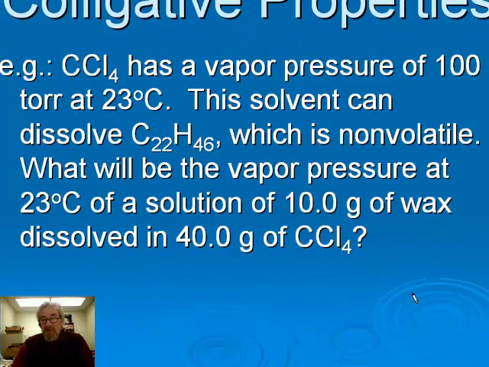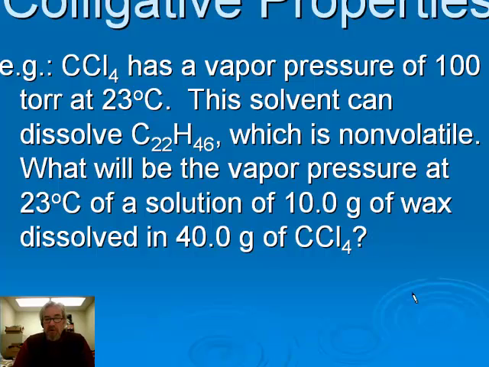So here's a problem that we could work out with Raoult's law. Carbon tetrachloride has a vapor pressure of 100 torr at 23 degrees C. So that's the pure vapor pressure for CCl4. This solvent can dissolve C22H46, which is one of the components in candle wax. And that's non-volatile. It doesn't evaporate very readily, as you all know from observing candles. What would be the vapor pressure at 23 degrees C, so same temperature, of a solution of 10 grams of wax dissolved in 40 grams of carbon tetrachloride?